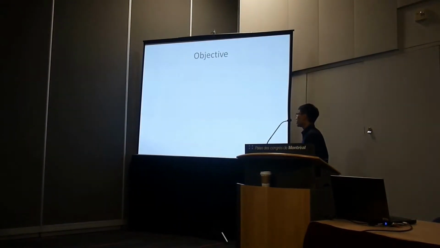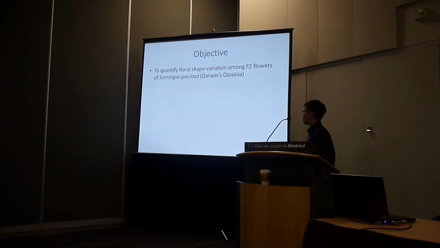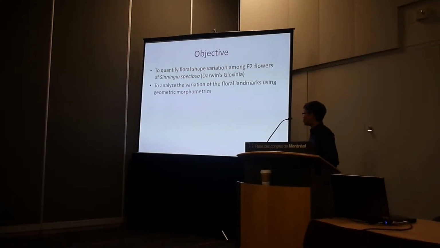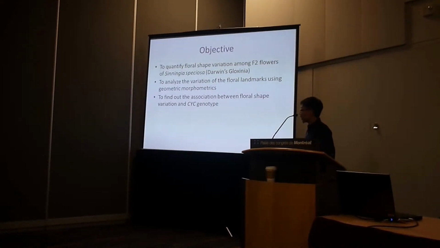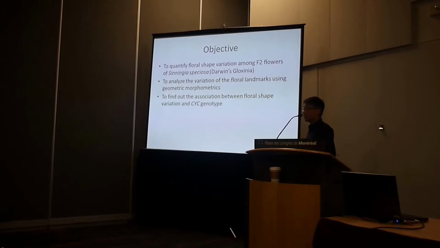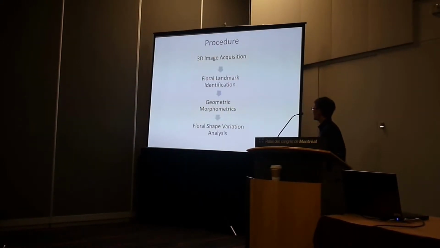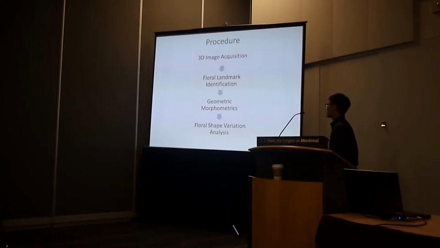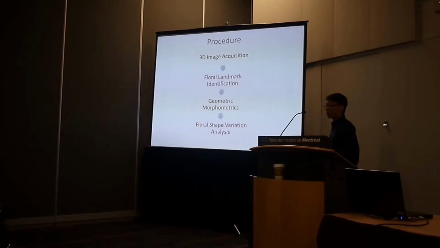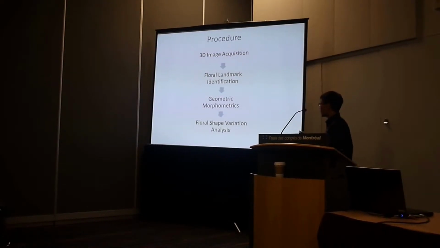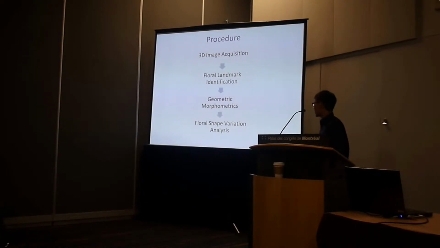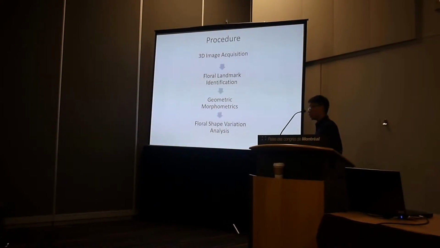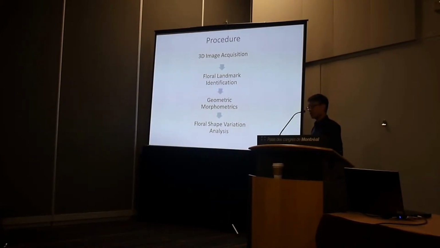So our objective is to quantify floral shape variation among F2 flowers of Sinningia speciosa and to analyze the variation of the floral landmarks using geometric morphometrics. We would also like to find out the association between floral shape variation and Sipa genotype. This is the procedure of our research. Firstly, we will acquire our 3D floral images, and next identify the floral landmarks, which are applied to describe the floral shape. And by doing geometric morphometrics, we will analyze the floral shape variation in the last part.